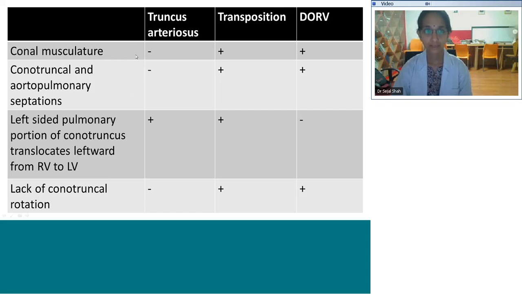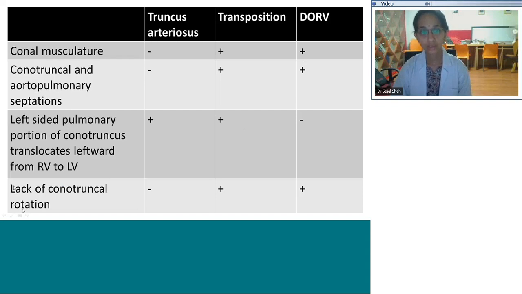However, it is interesting to understand that in truncus arteriosus the conal musculature is absent, but it's present in transposition and DORV. The conotruncal and aortopulmonary septations are absent in truncus and they are present in transposition and DORV. The left-sided pulmonary portion of the conotruncus translocates leftward from RV to LV in a correct way in truncus and transposition, but does not happen in DORV.